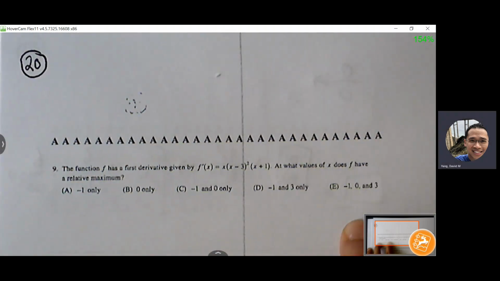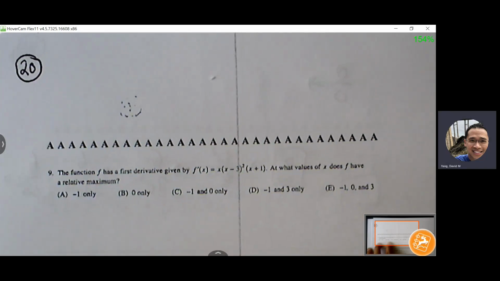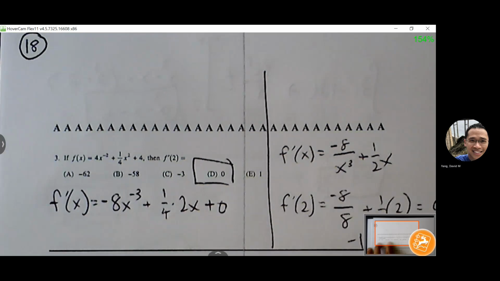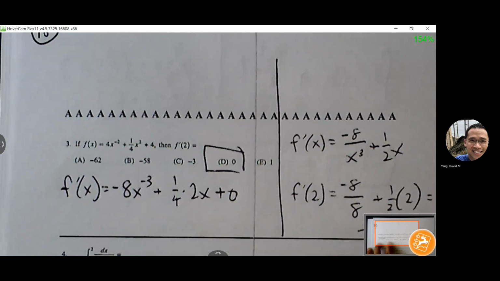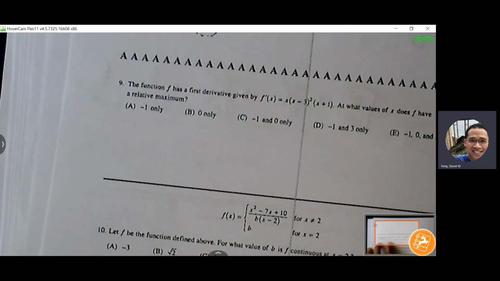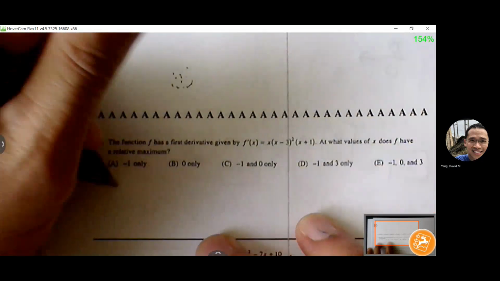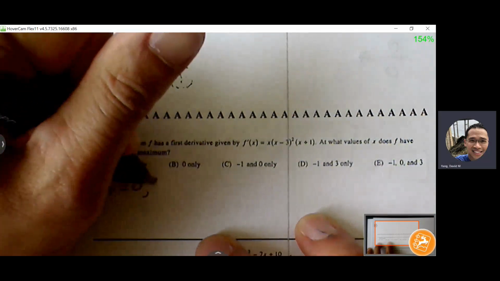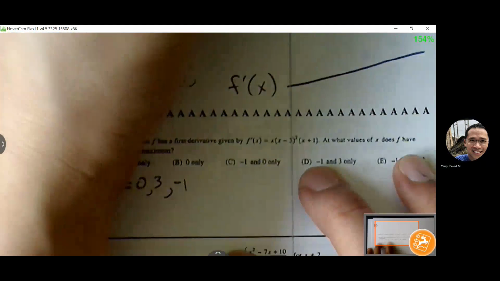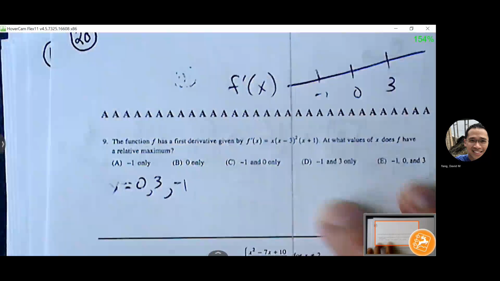So you know that your critical points are at 0, 3, and -1. This is a non-calculator. Okay, non-calculator. So if we set f prime equal to 0, we get x equals 0, 3, and -1. Create your f prime sign line. Test each subinterval.